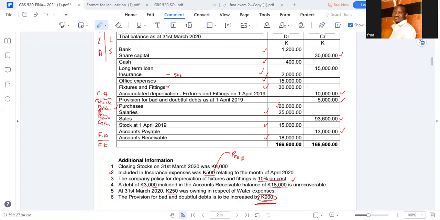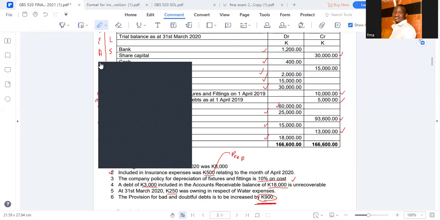So in my income statement, what do I need now? Let me just show what I did here.